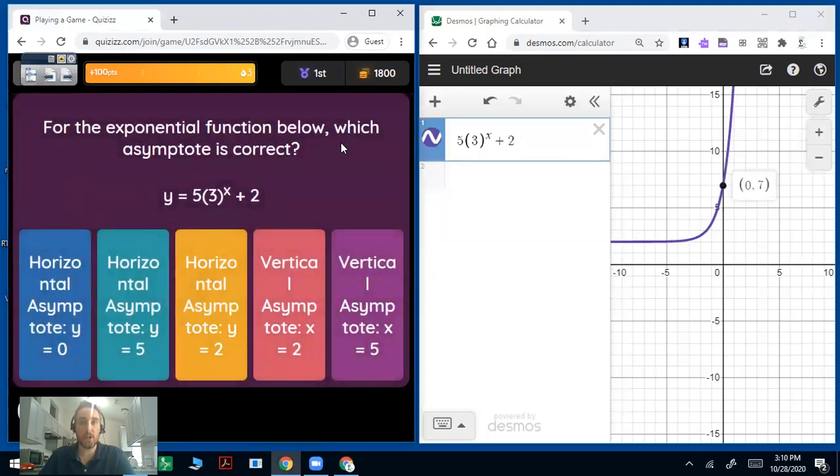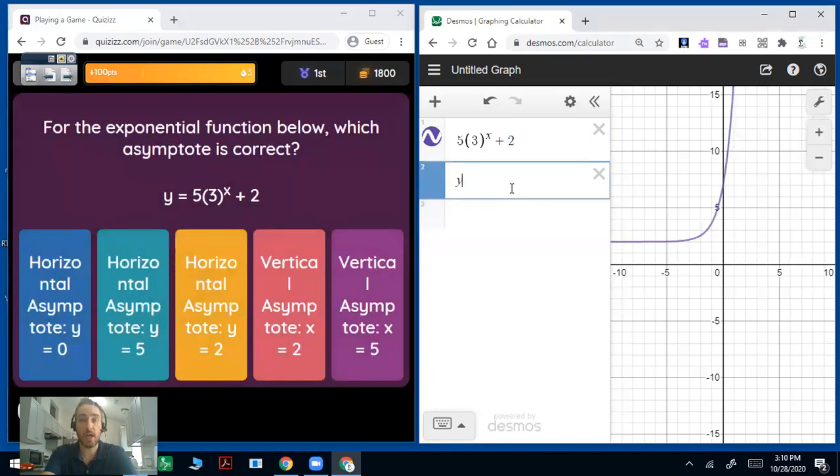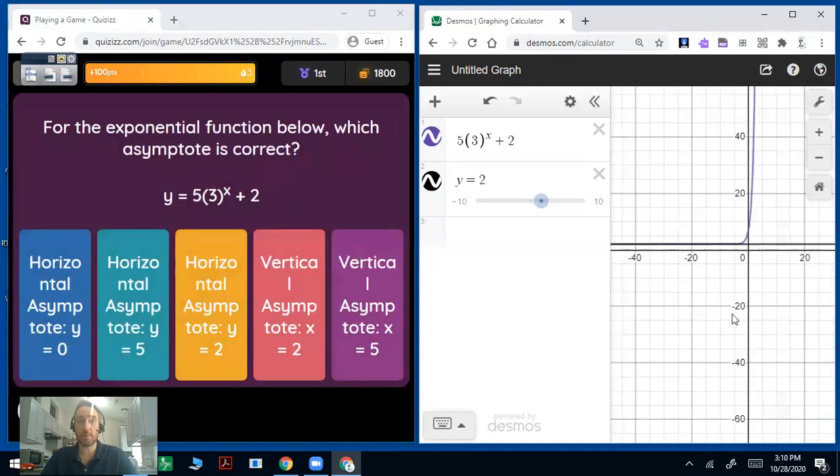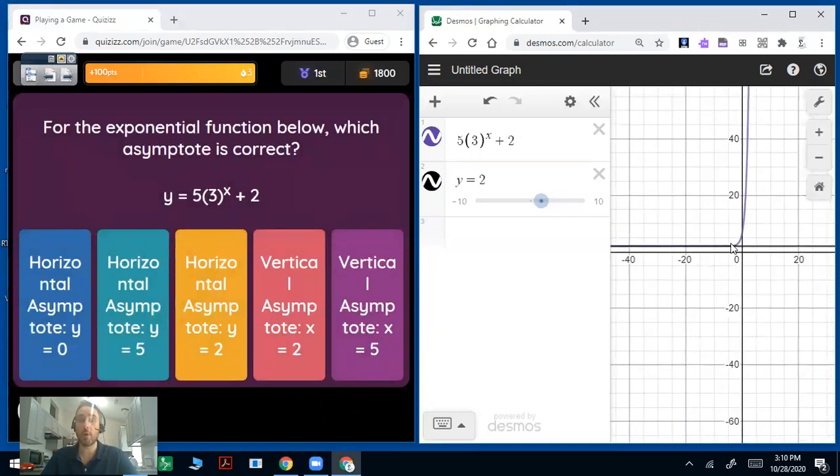For the exponential function below, which asymptote is correct? Exponential functions have horizontal asymptotes, which means either going left or right, they will approach a horizontal line and never go below that line. It's always going to be how much it's shifted up or down. A horizontal line is y equals a number. So if you type in y equals 2 and maybe zoom out a little bit, you can see that that graph will never touch the 2 or go below it. So it'll approach that line but never go below it.